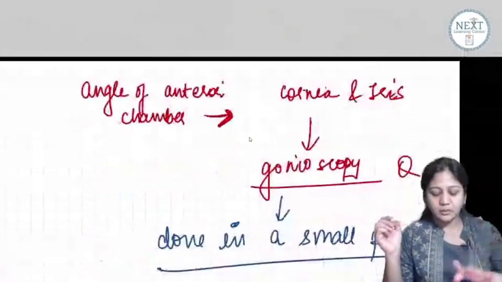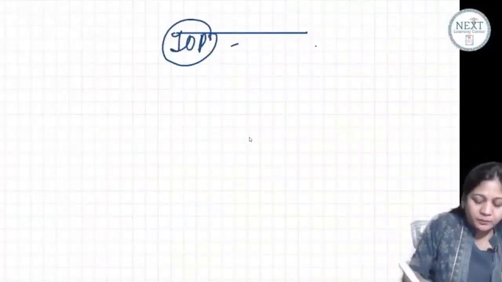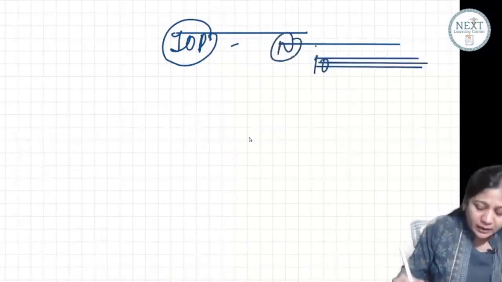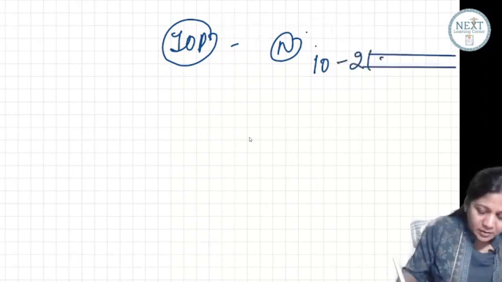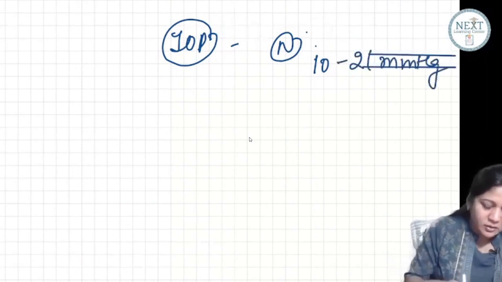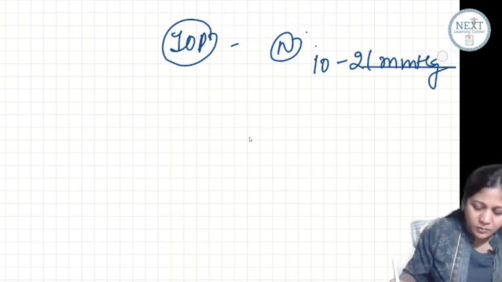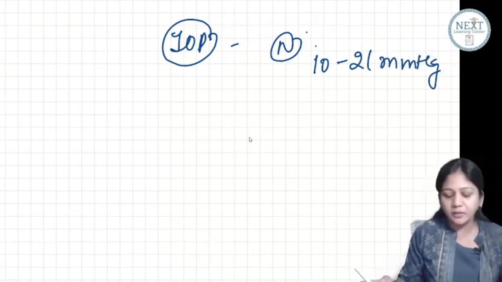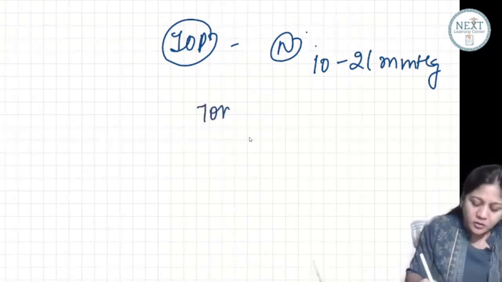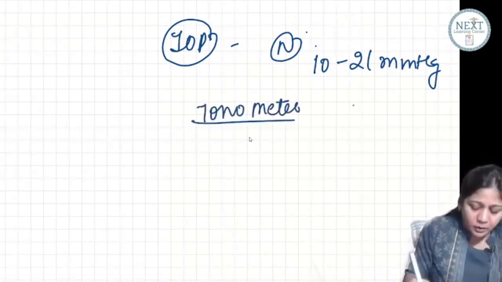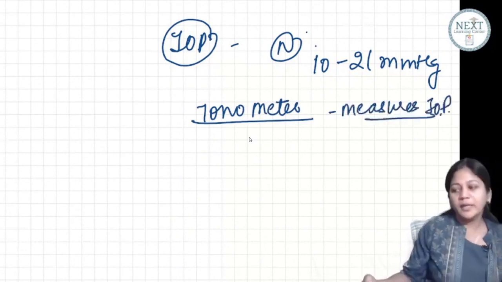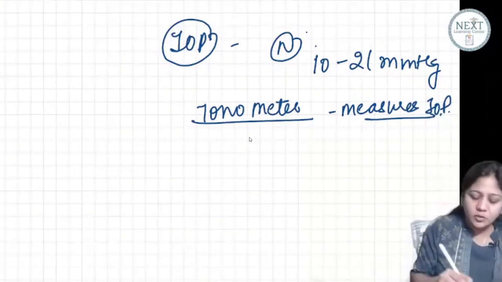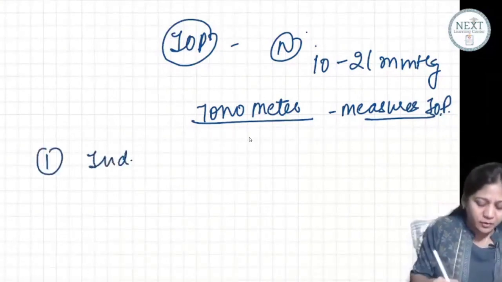Come on. Now let's talk about the next thing. What is this IOP? What is the normal value of IOP? Normal value of IOP is approximately 10 to 21 millimeters of mercury. Okay? Different books mention it differently, but let us remember this one, 10 to 21 millimeters of mercury. Now guys, what is the name of the instrument which measures the IOP? We call it tonometer. So this measures the IOP. Now there are so many types of tonometers, guys, but at least you have to remember a few.